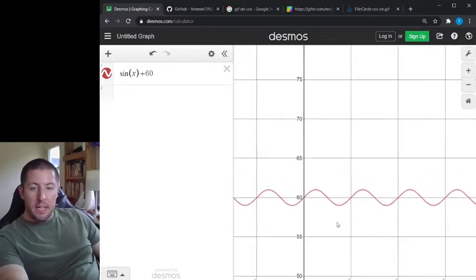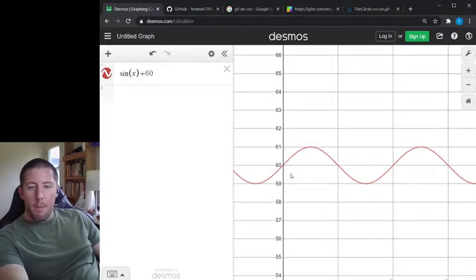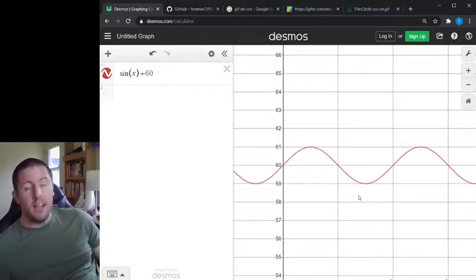The good thing that this did is it did make it so that our graph is now centered at a height of 60, but our bad thing is that this suggests that our temperatures are only going to go up to 61 and down to 59. And that's crazy. We have way more temperature fluctuation than that in Eureka.